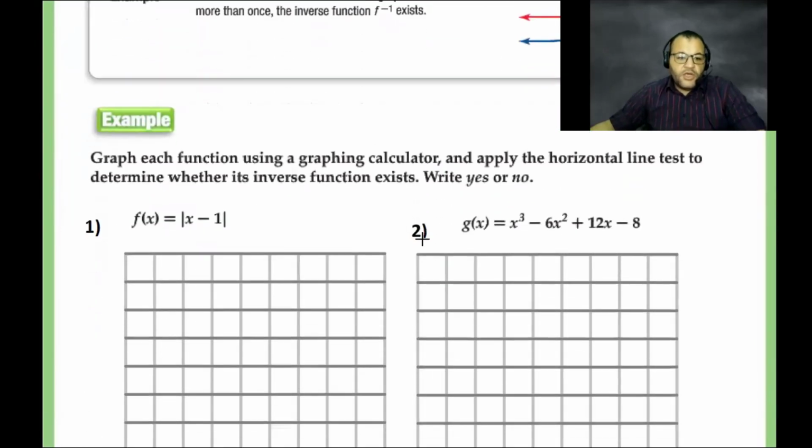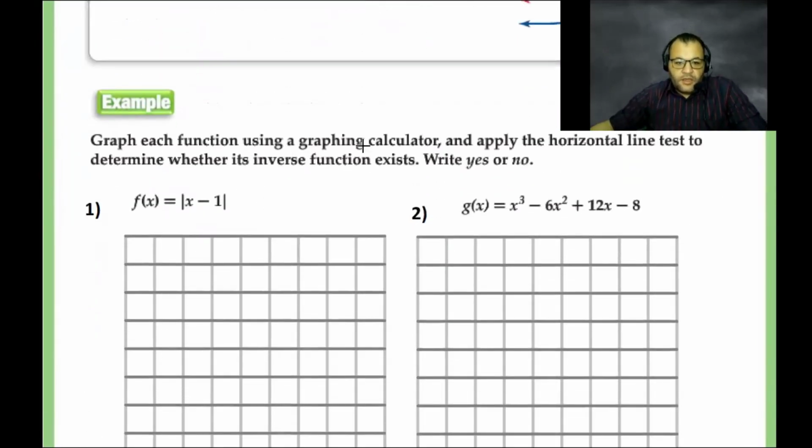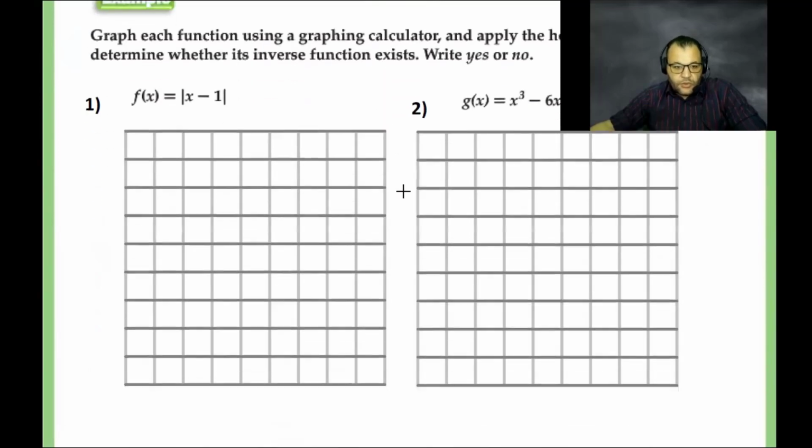Yes. Okay. So we need to graph each of the following equations using a graphing calculator, but we will not use the calculator. We just need to know how to graph it. Then apply the horizontal line test to determine whether the inverse function exists or not. So what is the type of this function? We remember how we can graph this one. The absolute value. How can we graph the absolute value, if you remember? It's a V shape, starting from the origin point.